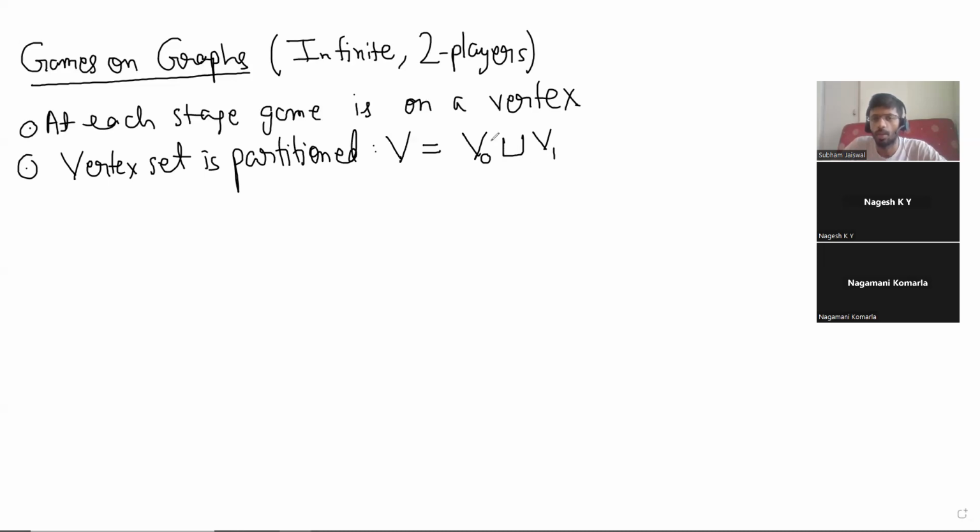So what does this mean? It means that this is the set of vertices for player 0 and this is the set of vertices for player 1. For player 0 means that if the game is on that vertex, you may imagine that a token is at that vertex, then only player 0 can make a move, and player 0 has to make a move. A move means he can go to some other vertex which has an edge from this vertex. It's a directed graph. So this is something that we need to know.